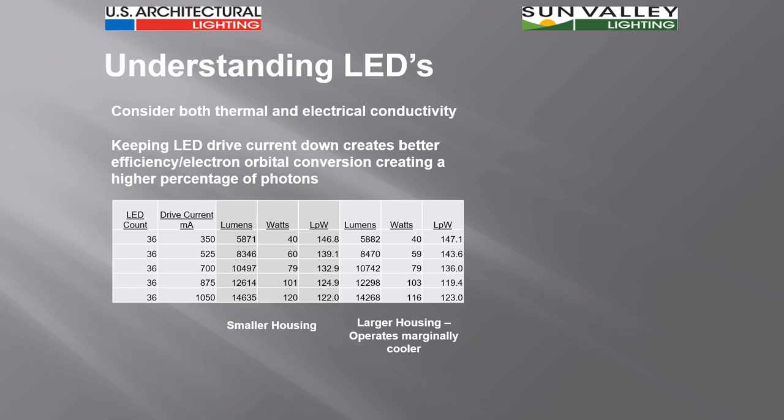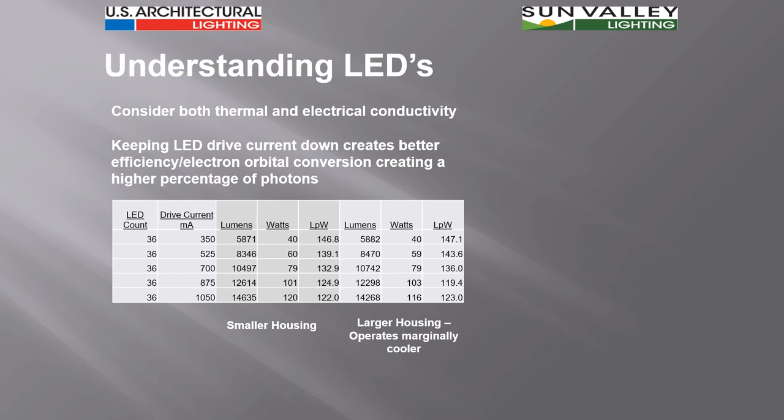So if we take a look at a 36 LED optical module at various drive currents, let's compare 350 milliamps to 700. At 350 milliamps in this fixture, we're producing 5,871 lumens. At 700 milliamps, we're not doubling that to 11,600, we're only going up to around 10,500, because we have some inefficiencies that are created there, and that's reflected in the lumens per watt rating. We go from 146.8 lumens per watt to 132.9. And across the entire chart, we'll notice that the efficacy drops the higher the drive current.